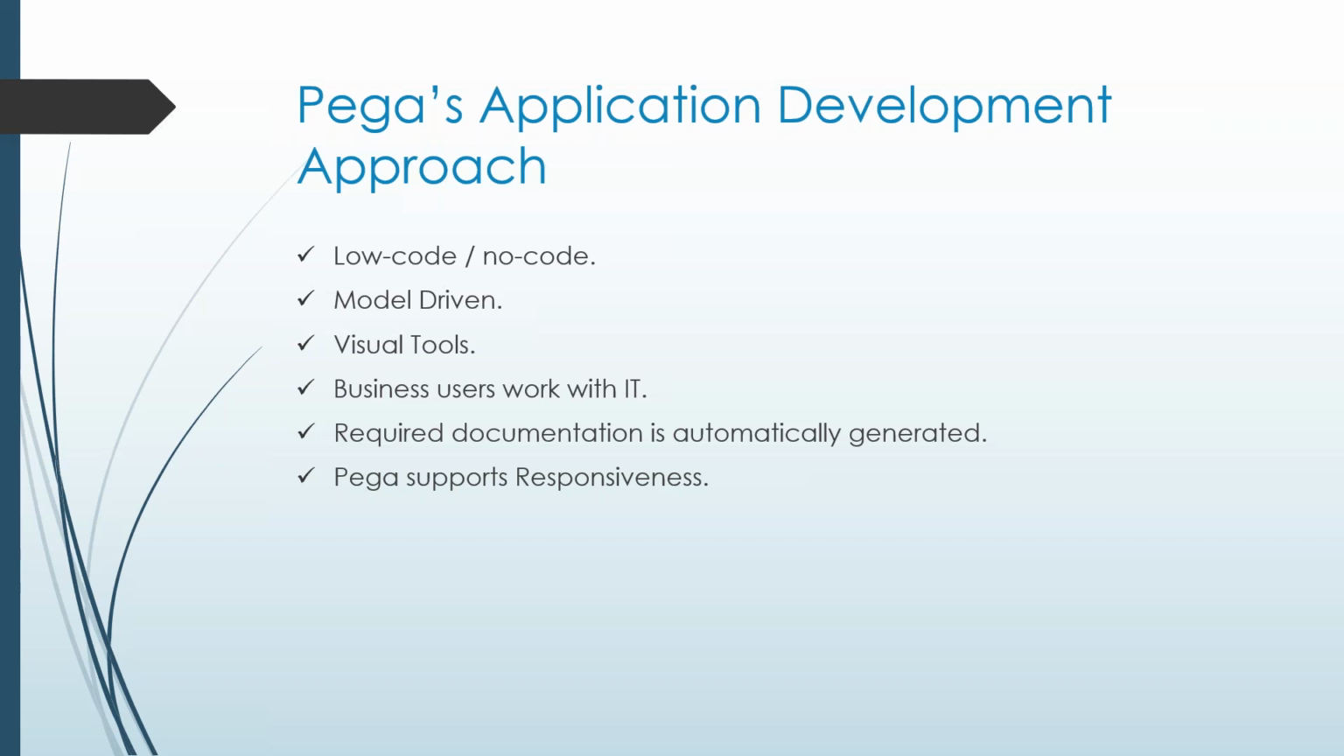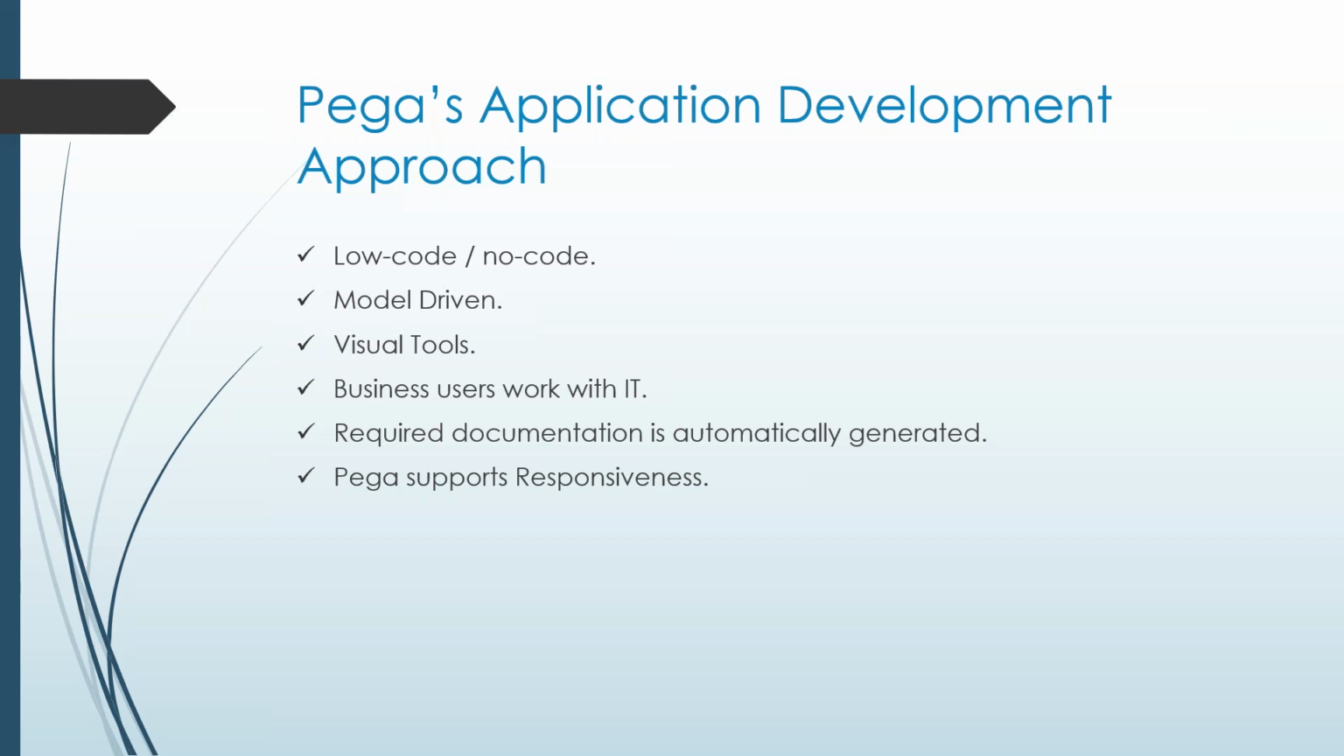Then we have something called as model driven. So the business process is depicted in the form of a model or a process model in the platform. So we'll see what model driven is. So then most of it is visual tools where you can drag and drop the components and you can develop the application.